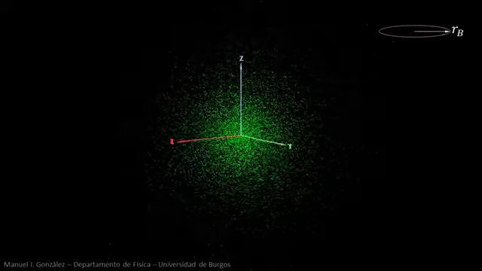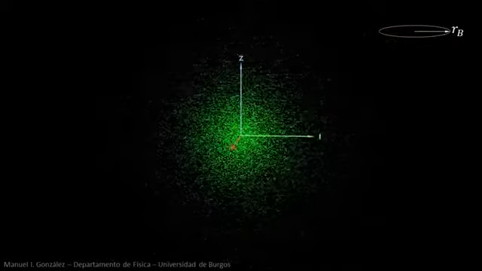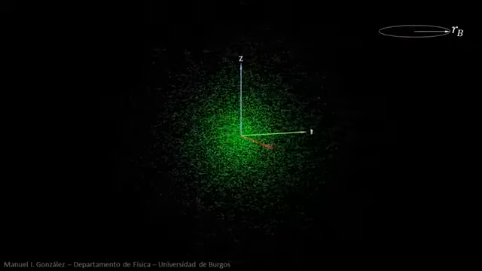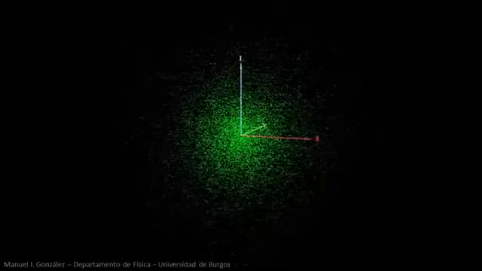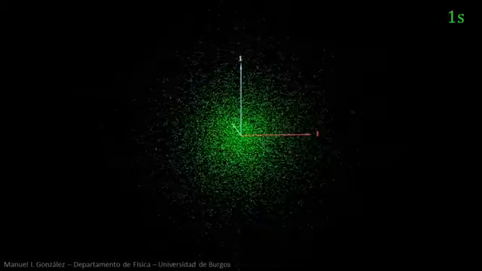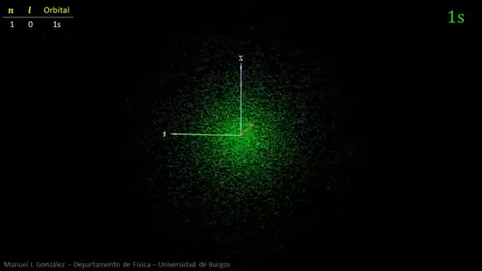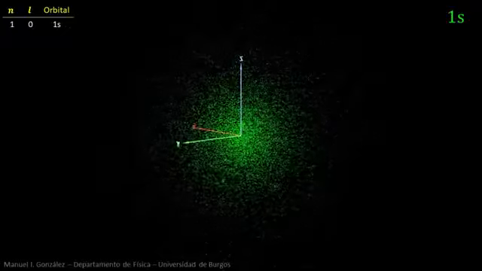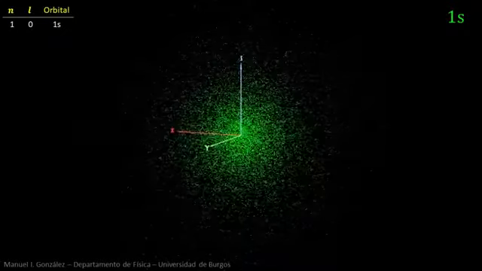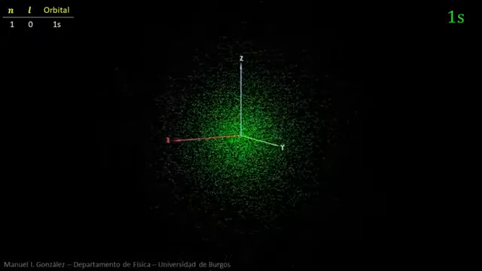This simulation depicts the orbitals as clouds of points. The regions with the highest density of points are those where the electron is most probably found. The ground state orbital is called 1s. The 1 is the principal quantum number, which is related to electron energy. The s means that the orbital quantum number L is equal to 0. S orbitals have spherical symmetry, so the probability of finding the electron does not depend on the direction.